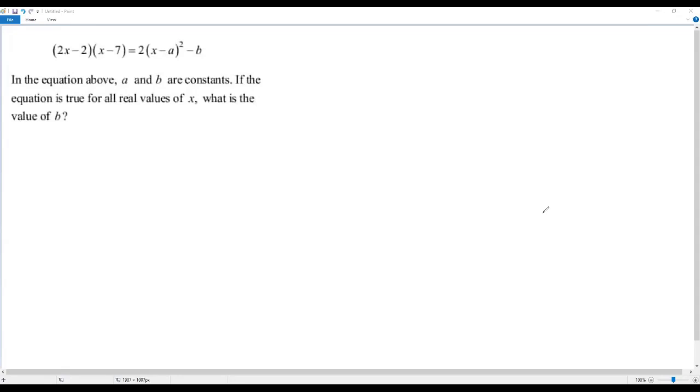Here we have a SAT math problem. Okay, let's go to the question. 2x minus 2 times x minus 7 equals 2 times (x minus a) the whole squared minus b. In the equation above, a and b are constants. If the equation is true for all real values of x, what is the value of b?